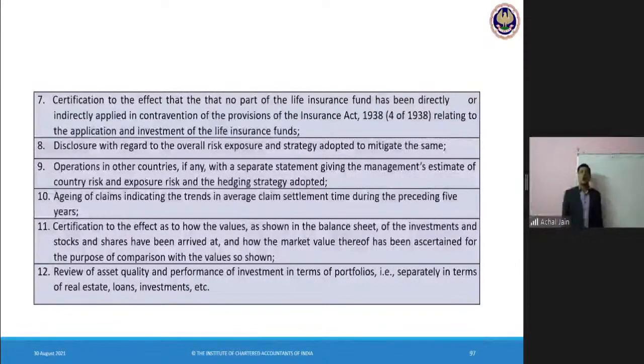Certification as to how values which are shown in the balance sheet in respect of investments, stocks, shares have been arrived at, how the market value thereof has been ascertained for the purpose of comparison with the values so shown. Those are required to be certified. Review of asset quality and performance of investment means whether that has been done by the management or not.